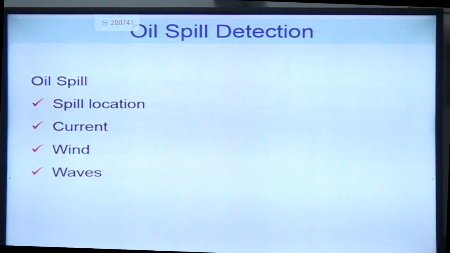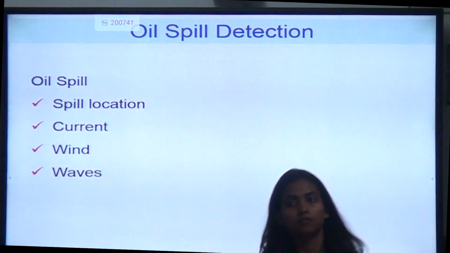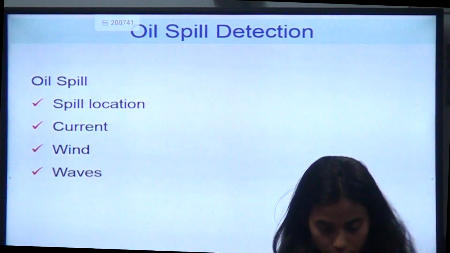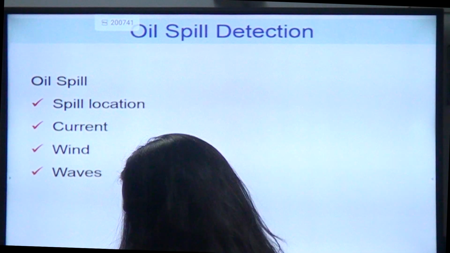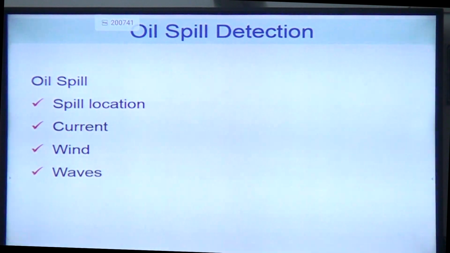For the detection, most important we would like to know the location, the speed, current, wind, and waves. These are the most important data that you need.